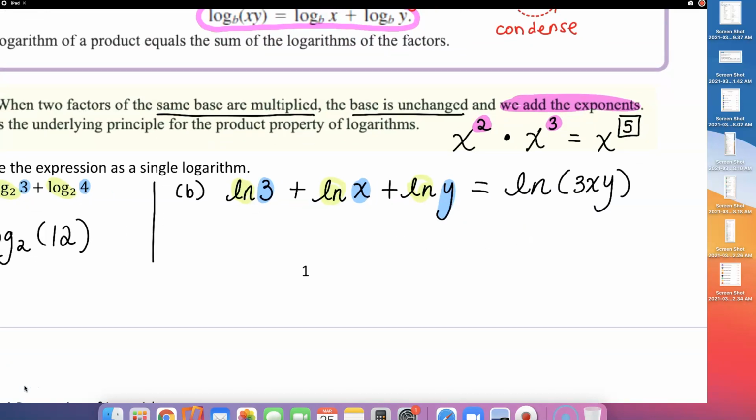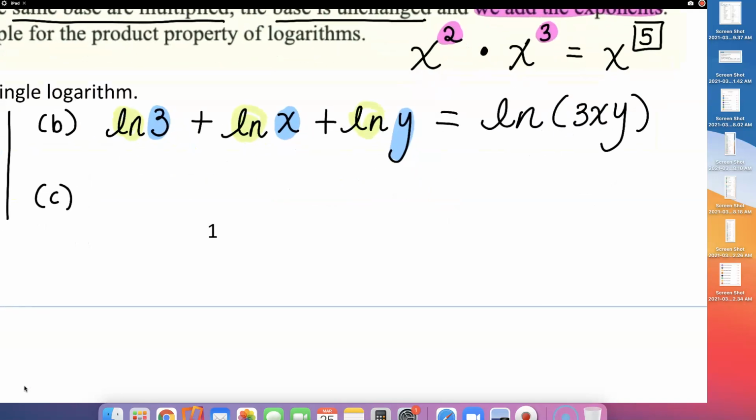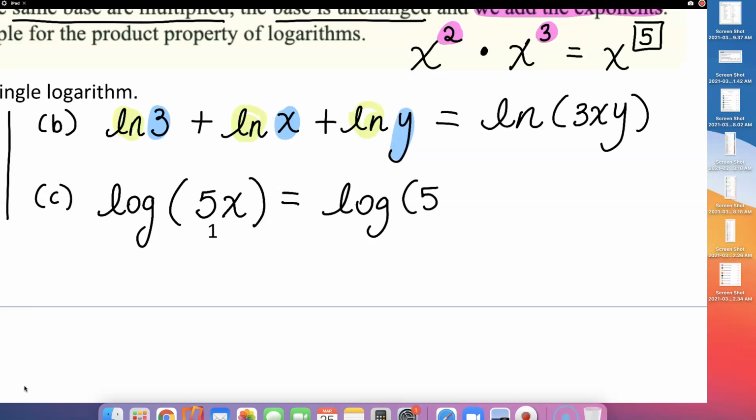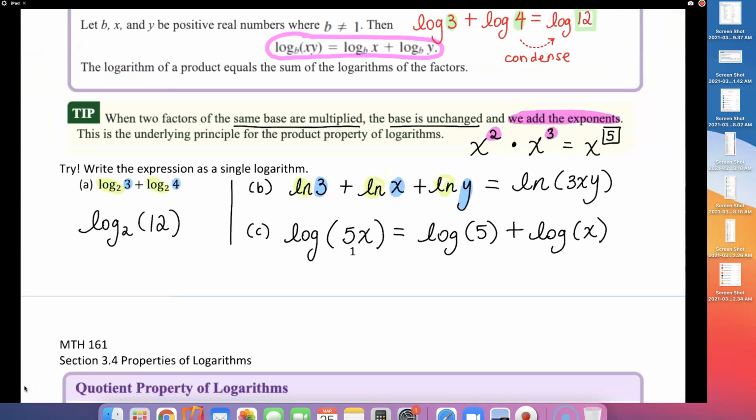Sometimes they will ask you to expand it, which means start from here and separate these out. Let me go ahead and give you that example for the last one. How about if you have something like this? Let me just give you 5x. What if you have log of 5x and you're trying to expand this? You can write this as log of 5 plus log of x. Make sure you have a plus sign in between them.